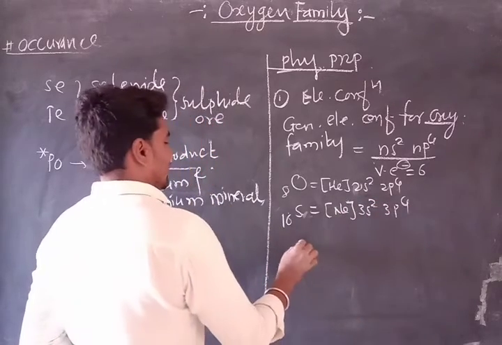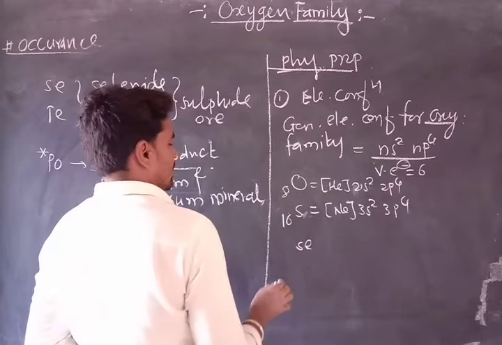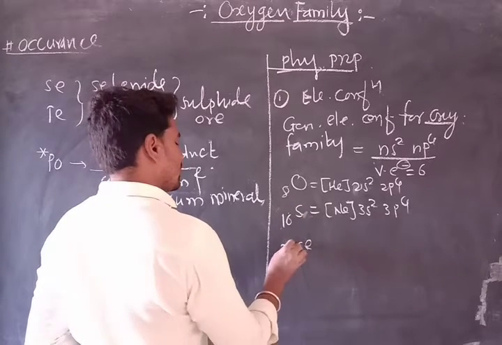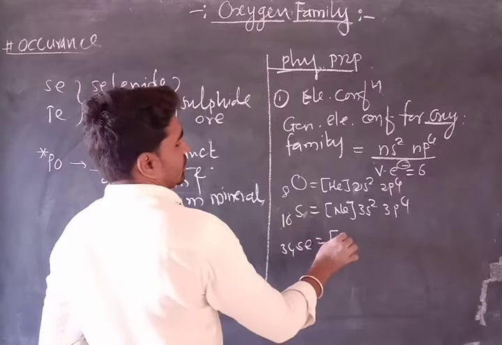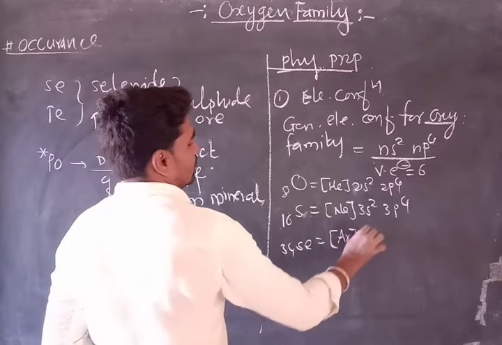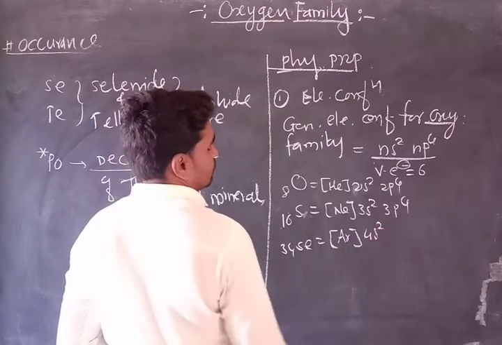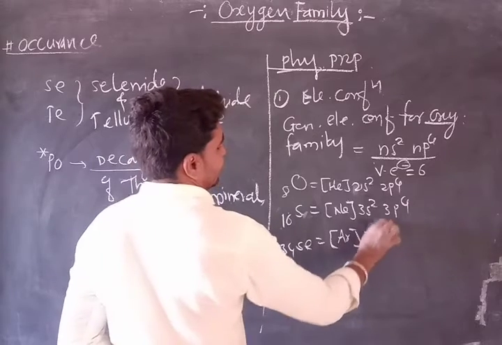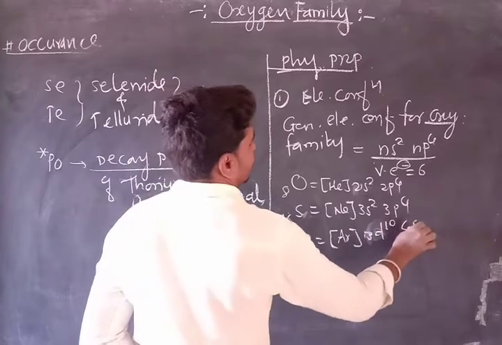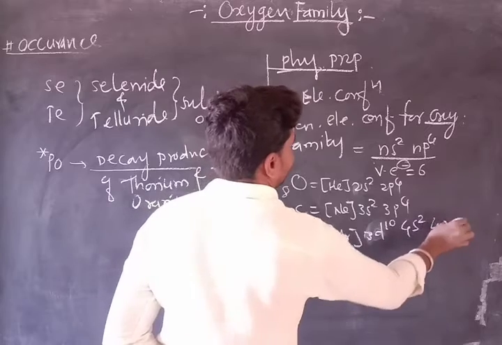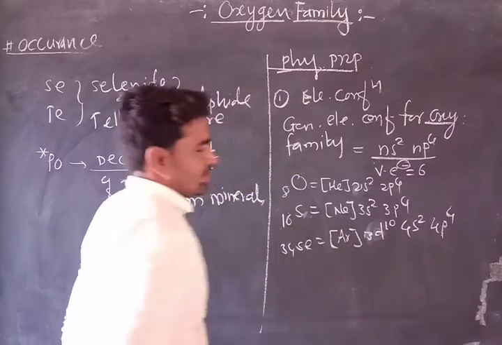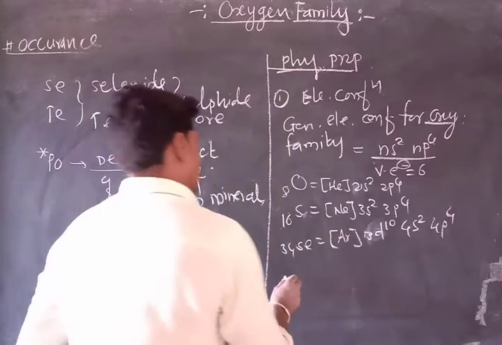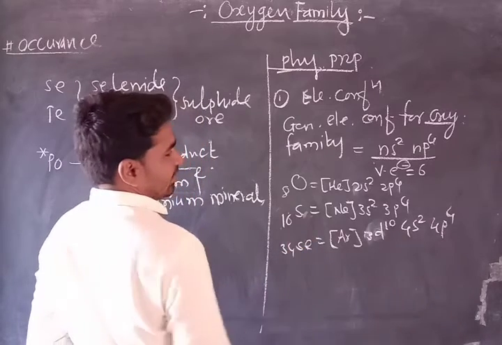3p4. After that, selenium, atomic number 34, electronic configuration argon 4s2 3d10 4s2 4p4, like this.